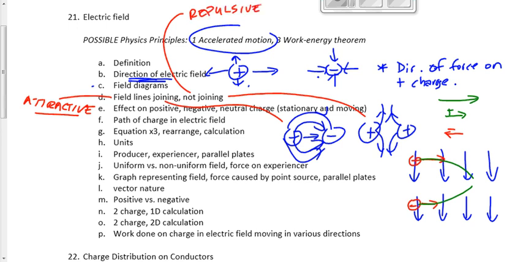Sometimes it's as simple as one that we've done in class. Sometimes it's a more complicated diagram. Okay, look for the field lines joining up or not if you want to determine whether they attract or repel.